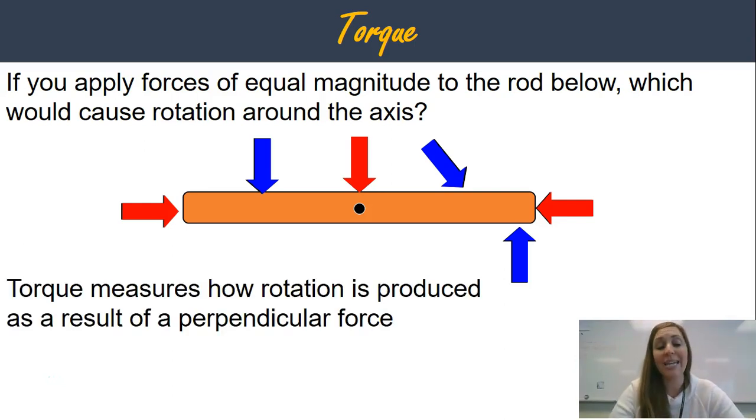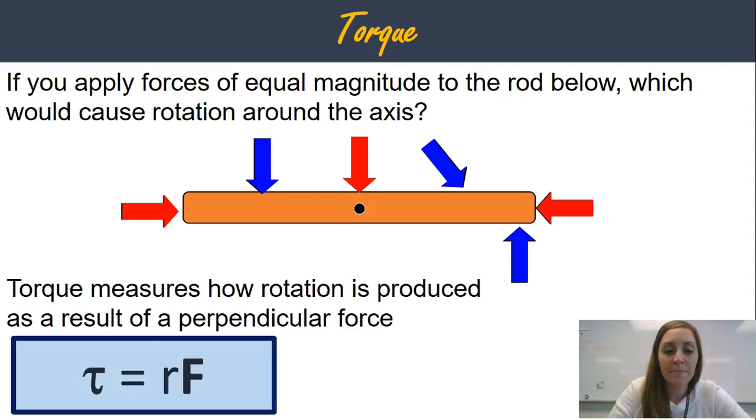So torque measures how rotation is produced as a result of a perpendicular force. So although this one is not perpendicular, it's only the perpendicular component. If you break up a vector and just say how much of that line is pointing perpendicular or making a 90-degree angle with what you're trying to push, that's what causes rotation.